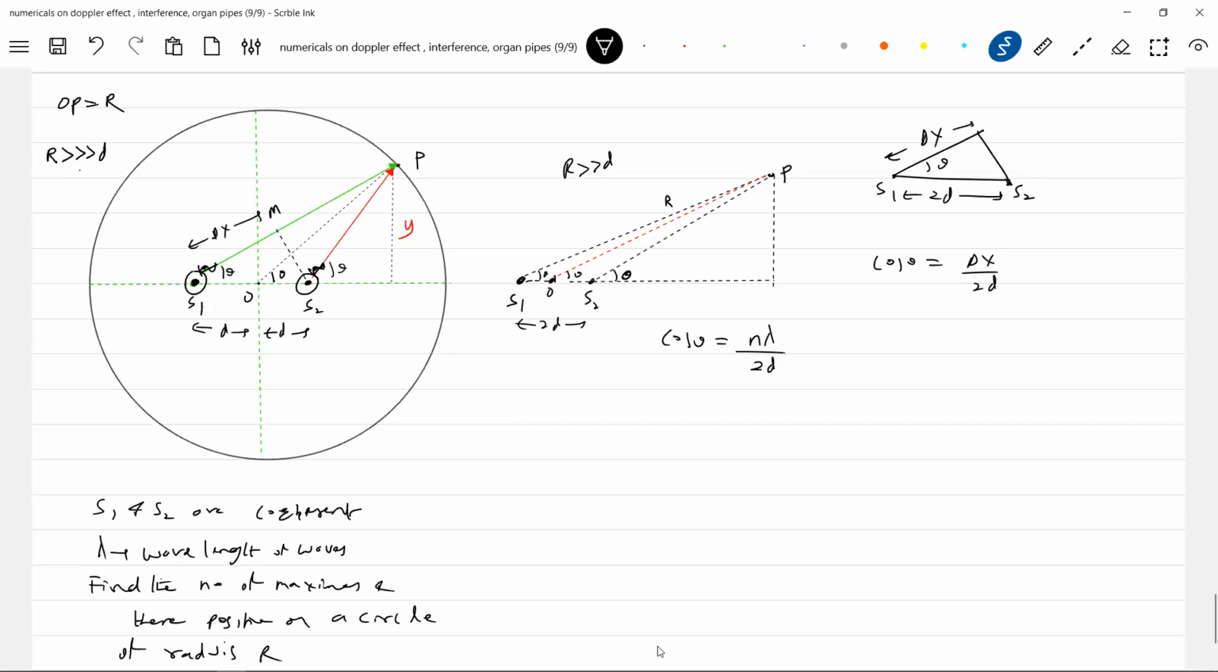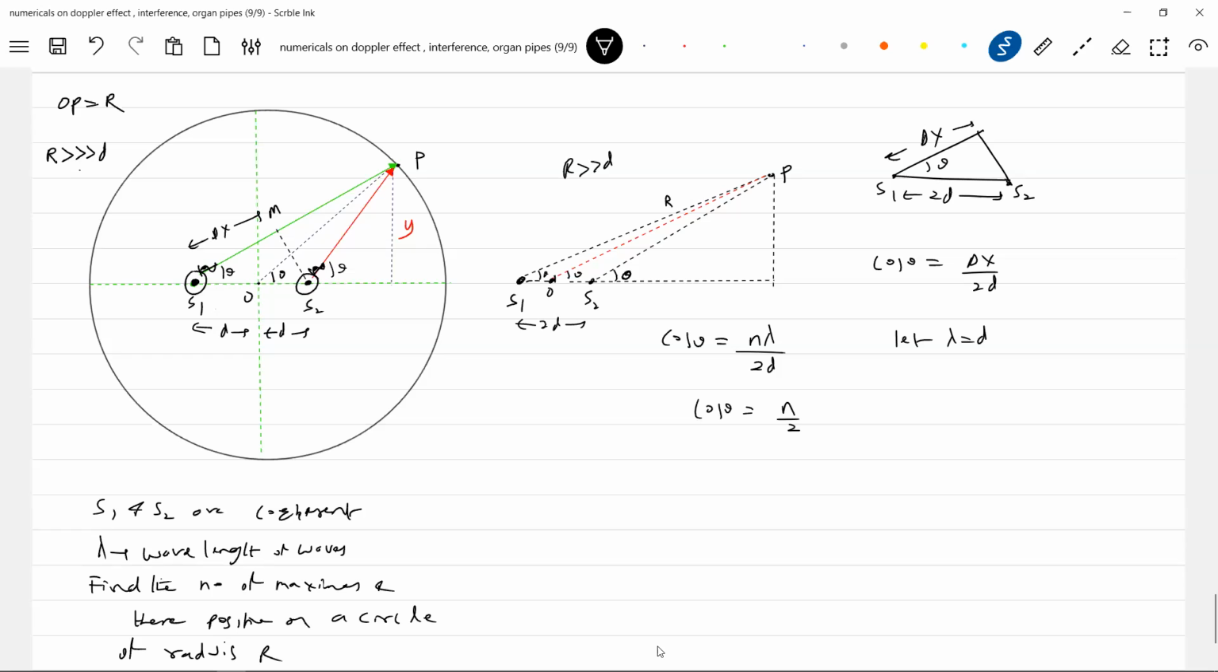So now the relation between lambda and this particular thing is needed. Let the wavelength of waves be lambda. Let lambda equal d. We'll put a condition. If lambda equals d, then what do we get? Cos theta equals n by 2. What are the possible values of n?